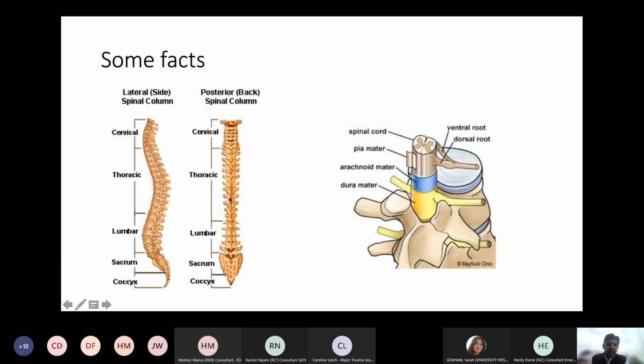The spine has a natural curvature, the cervical lordosis, a thoracic kyphosis, and a lumbar lordosis. And sometimes it's really important to know that, because losing the alignment of the spine on a plain and simple x-ray can give you hints about the injury that someone has sustained.